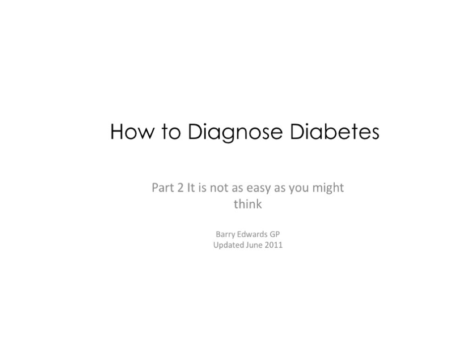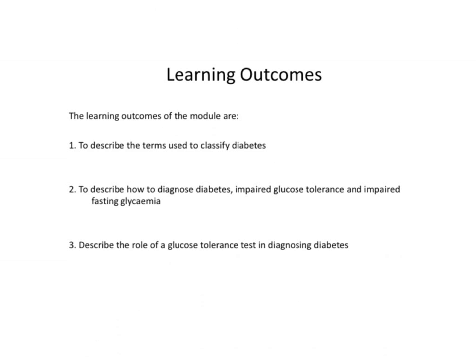Welcome to the second module in the diabetes series. The learning outcomes of this part of the module are to describe the terms used to classify diabetes, to describe how to diagnose diabetes, impaired glucose tolerance and impaired fasting glycemia, and finally to describe the role of a glucose tolerance test in diagnosing diabetes.